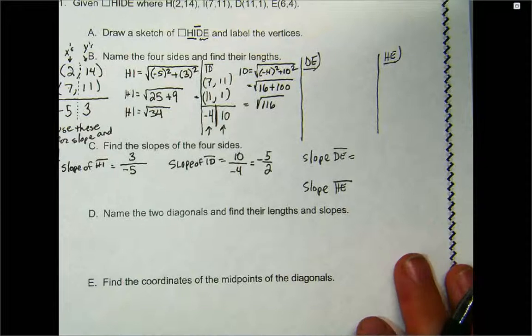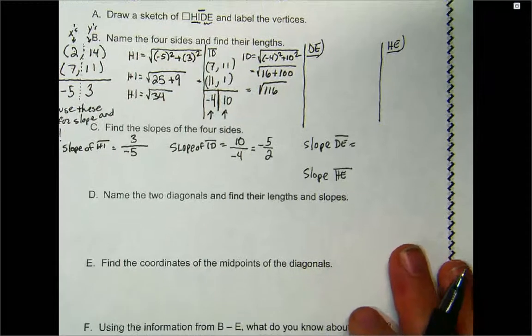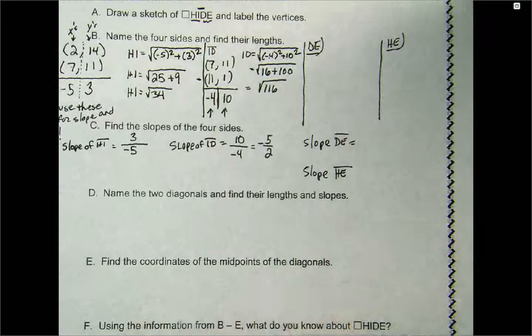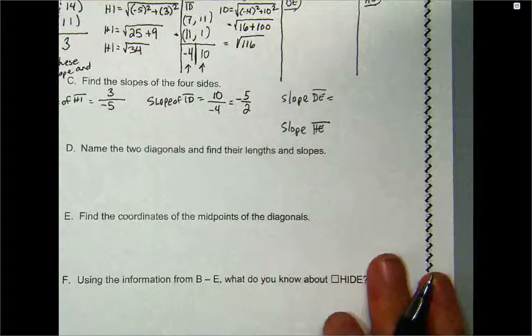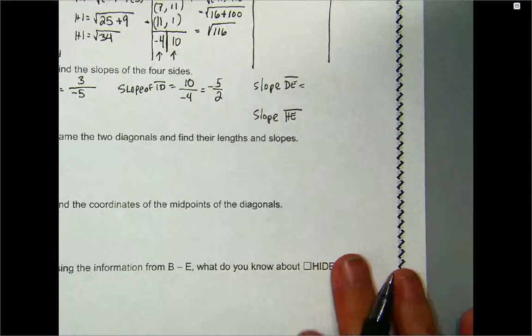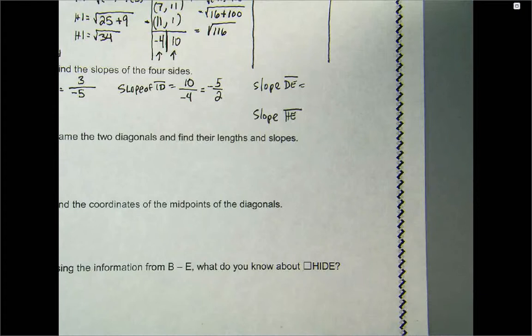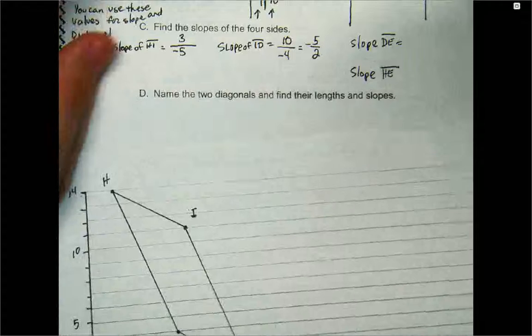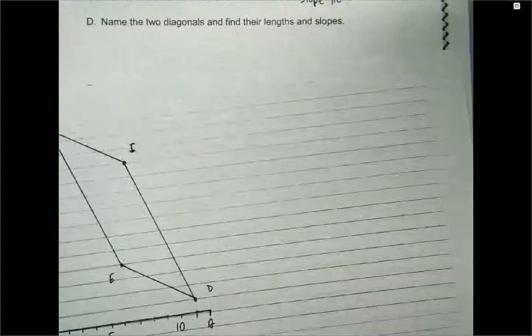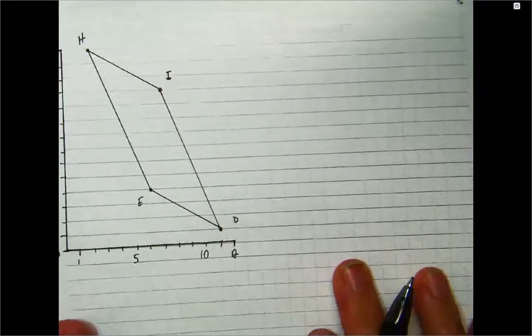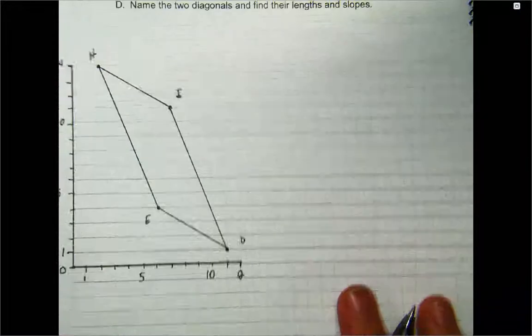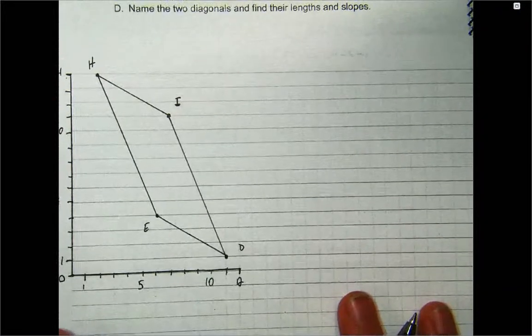Now, before we do that, we don't have a ton of time, so I'm going through these so you know how to do every single one. Now it says this next part D here, after you find the slopes, it says name the two diagonals and then find their slopes.